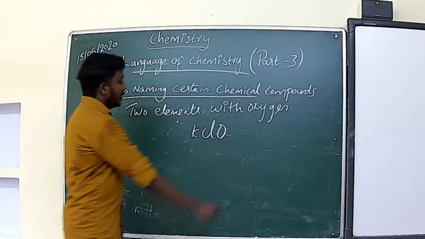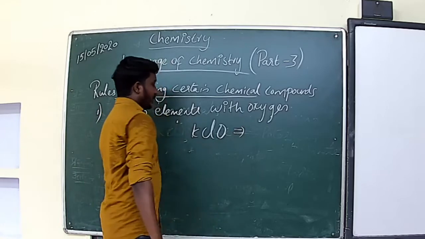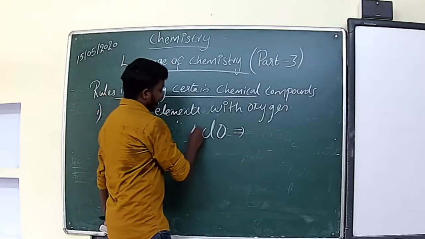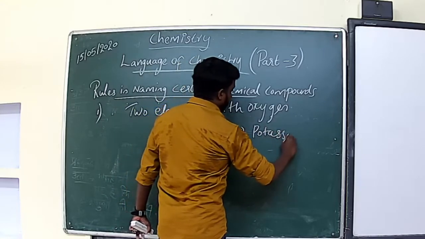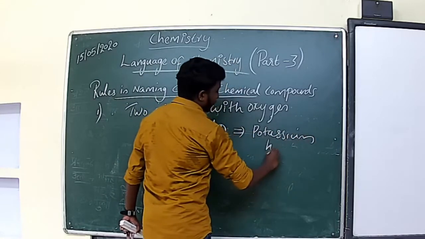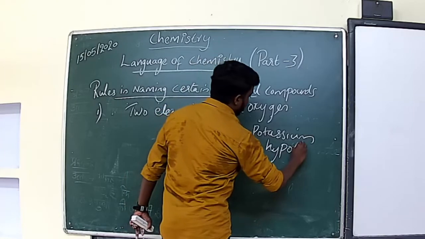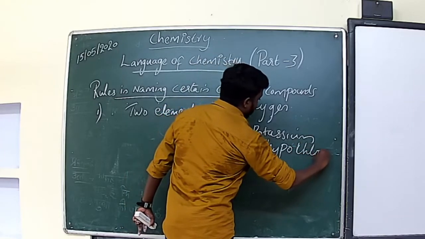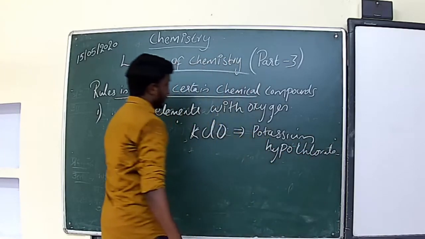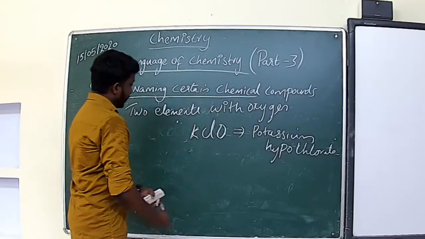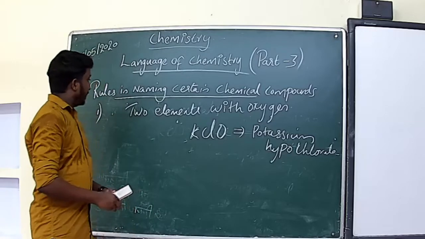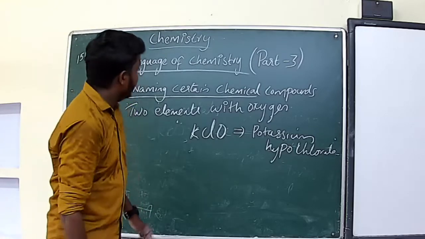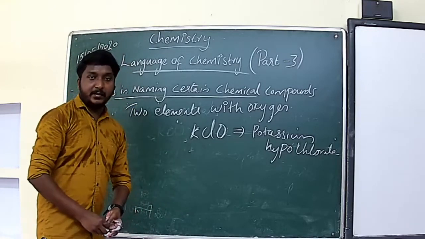KClO. In this case, we have one new word, that is hypo. So what is the name of this compound? That is potassium hypochlorite. Okay, potassium hypochlorite. So these are the rules for naming certain chemical compounds.